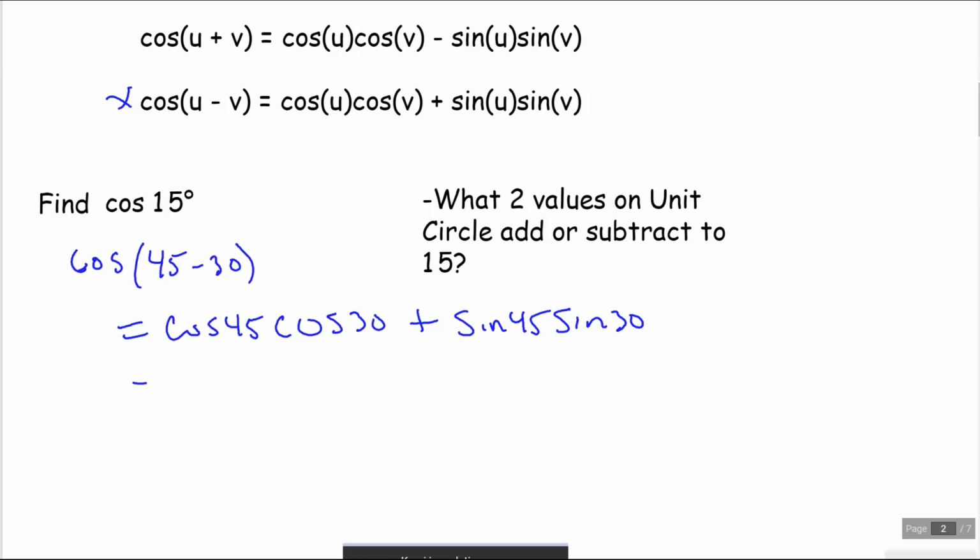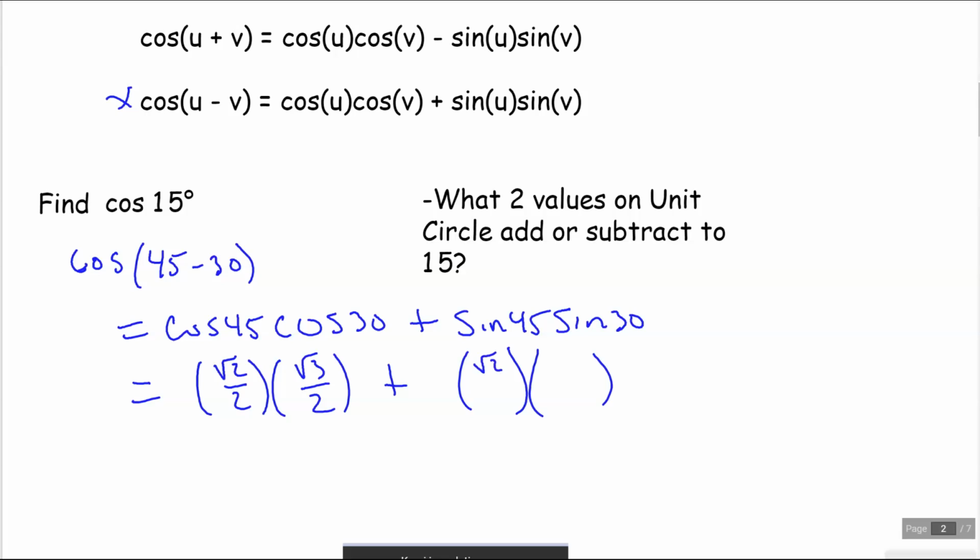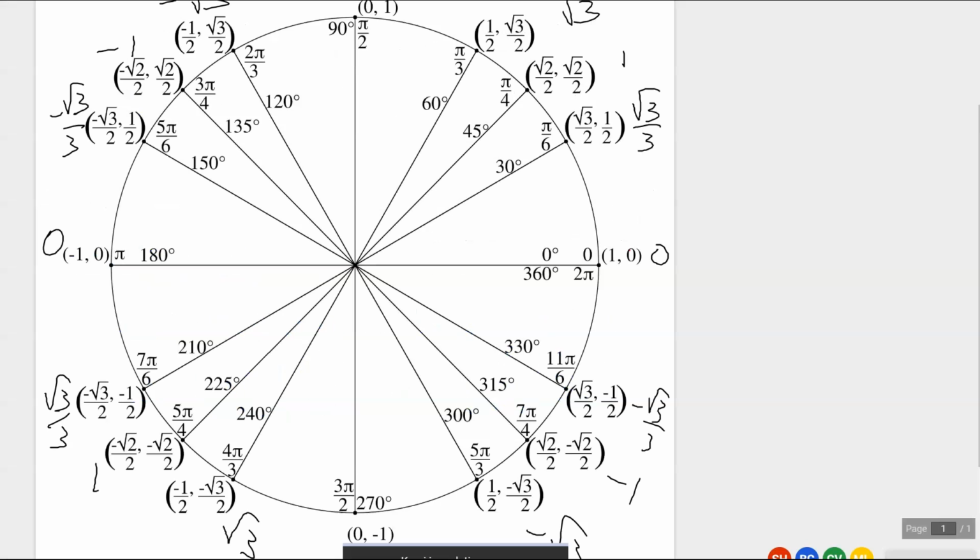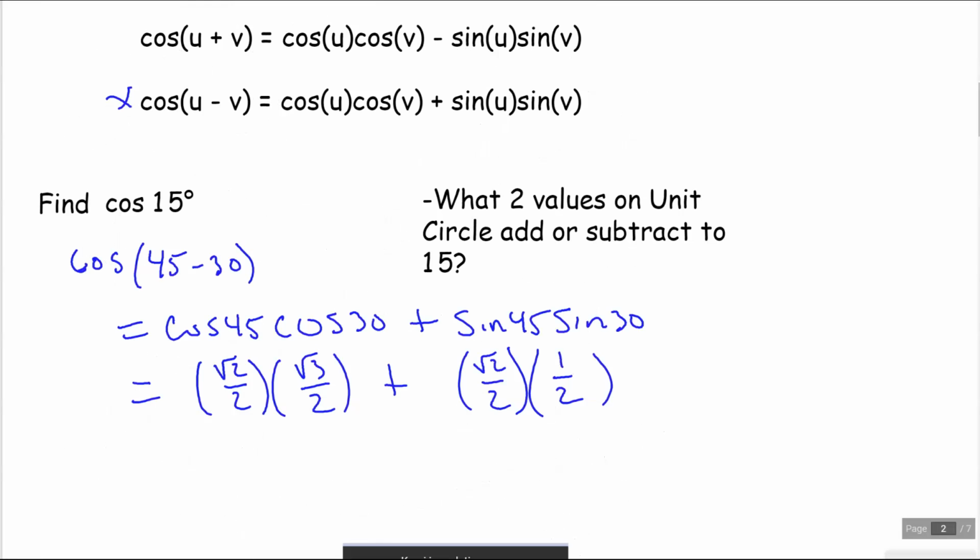Okay, so then from here, it just goes about unit circle and a little bit of algebra. All right, so cosine of 45 is root 2 over 2. Cosine of 30 is root 3 over 2. Sine of 45 is root 2 over 2. And sine of 30 is 1/2. Again, I'm looking at my unit circle, going to 30, cosine is x, sine is y, 45, cosine x, sine is y.